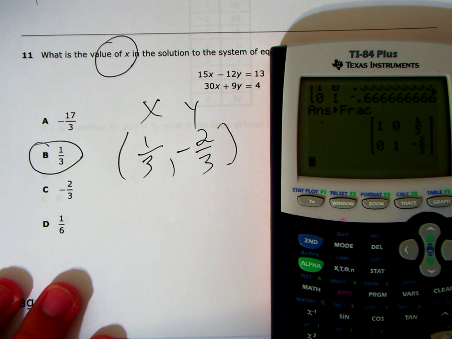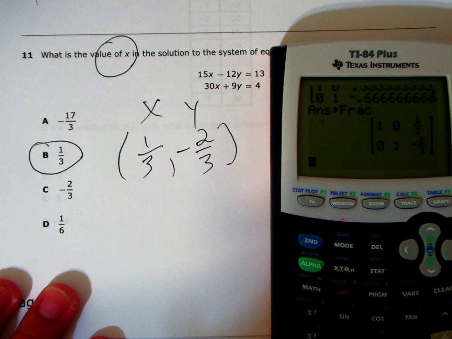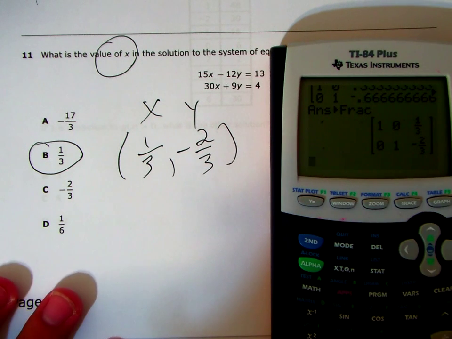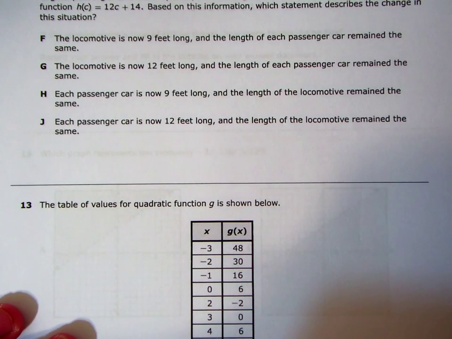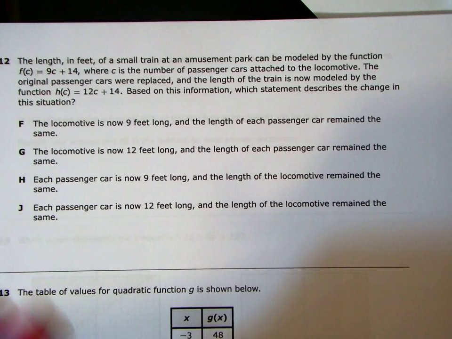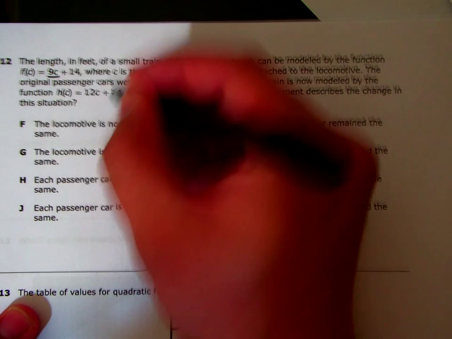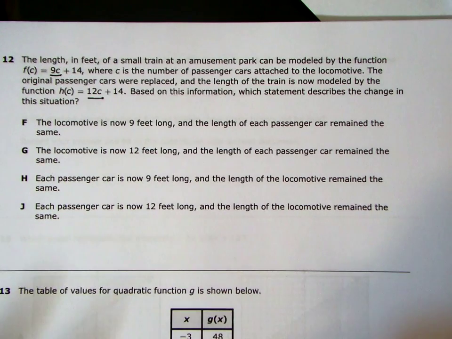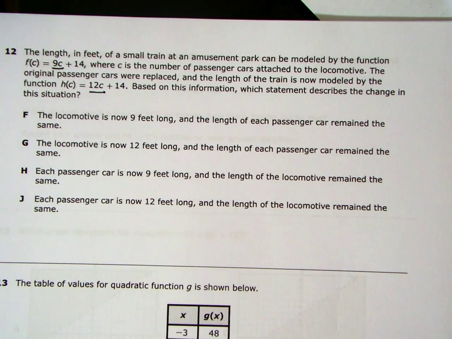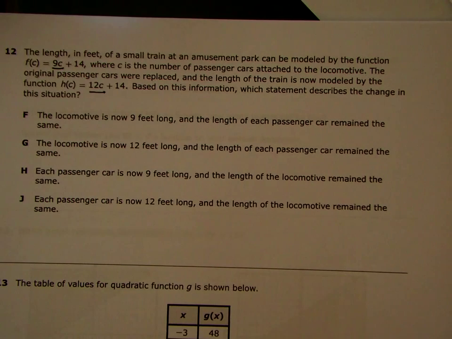Okay, I did one just like this for the other test, so you can look at both of them and see which one you like better. Of course, I went a little bit quicker on this one because I already explained it once. So here, what do you notice that changes? It goes from 9C to 12C. The 14 stays the same.